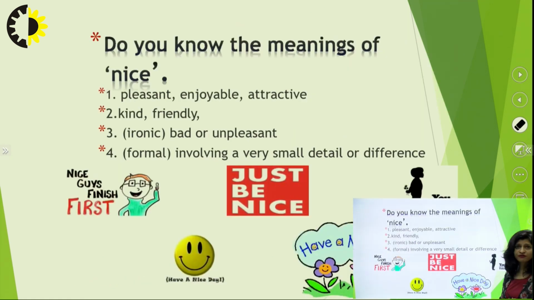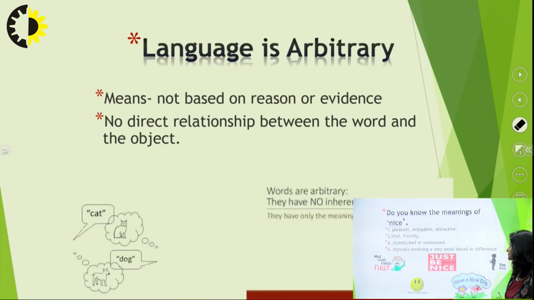Do you know the meaning of nice? As I've told you, language is abstract, and we keep modifying the meaning of words and expanding the meaning of words as the need arises. You can see the change in the meaning of nice. We use it in different situations in different ways: pleasant, enjoyable, attractive, kind, friendly. And in an ironic situation, I can say it's nice, meaning that it's bad or unpleasant. Then in a formal way, we can say it means involving a very small detail or difference.